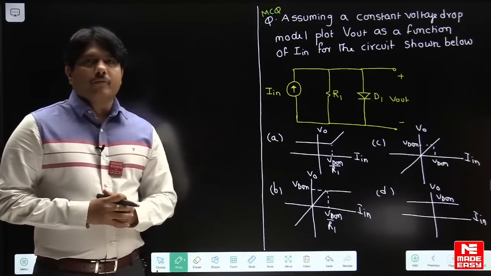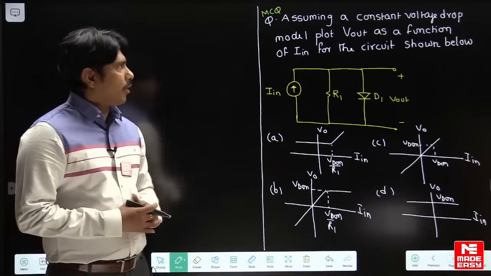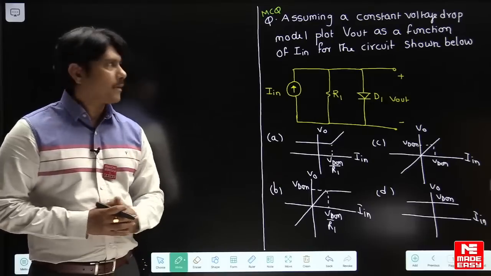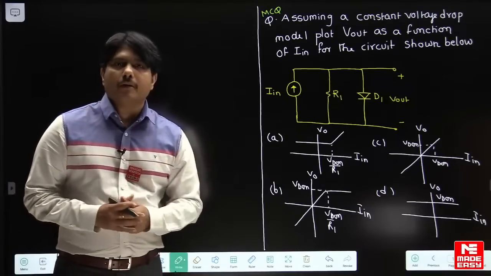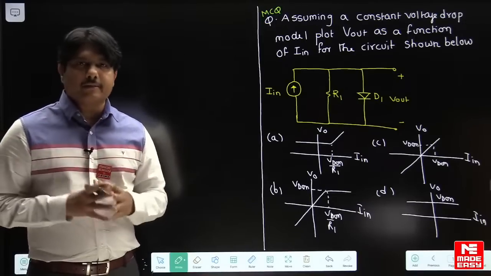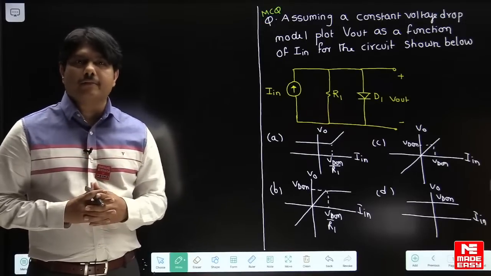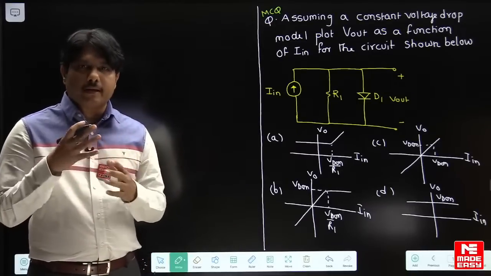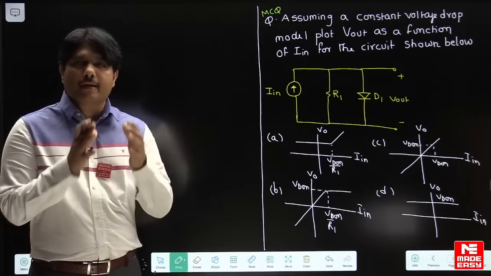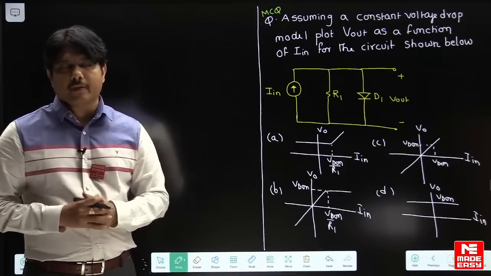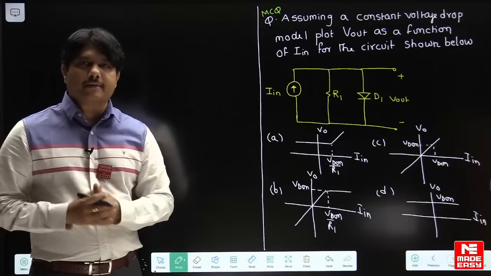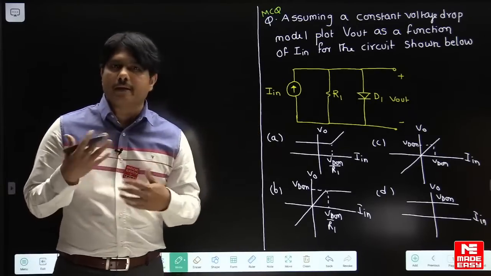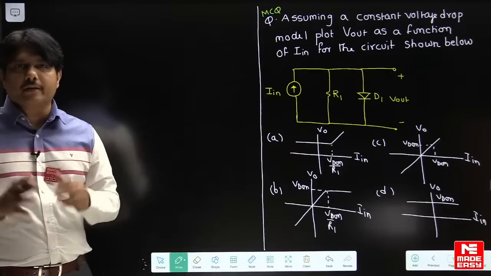Assuming a constant voltage drop model, plot V0, V out, as a function of IIN for the circuit shown below. Generally in most GATE exams, they will give input to output characteristics, but this is a peculiar type of question where the current source becomes the input, and they ask you for the characteristics between output and input. It may give a current source or it may give a voltage source. You should not get confused.